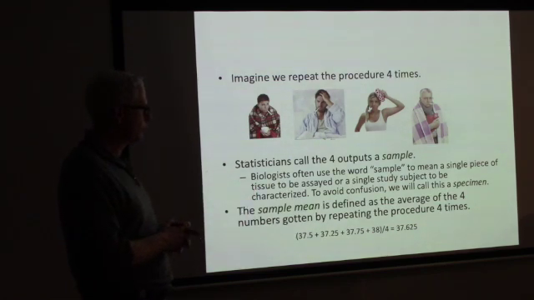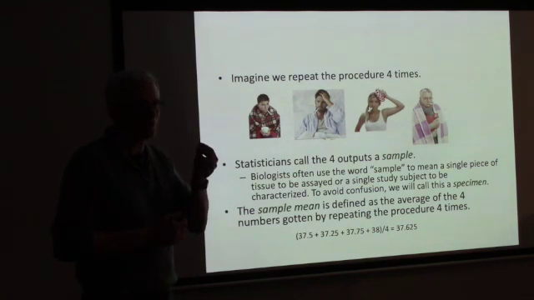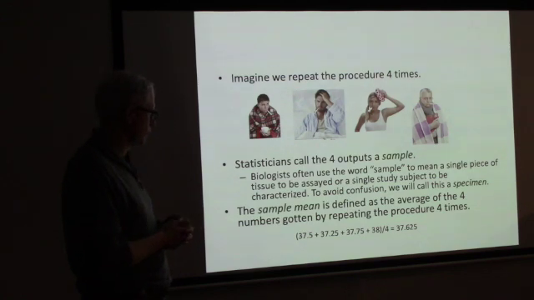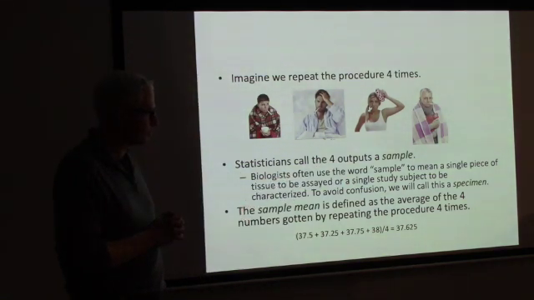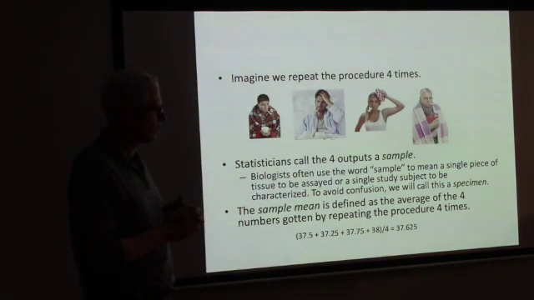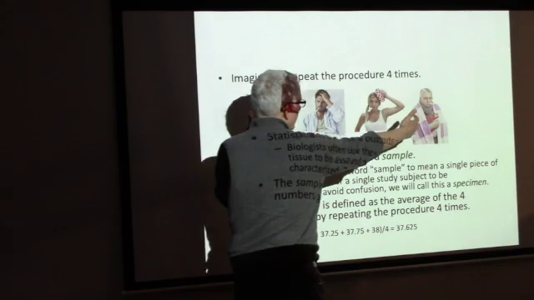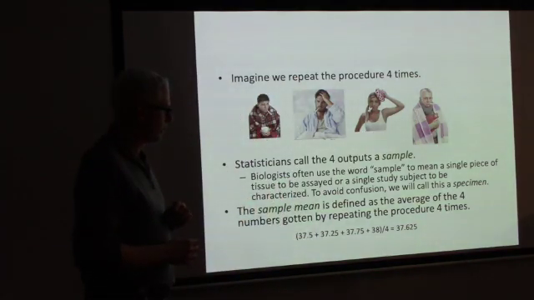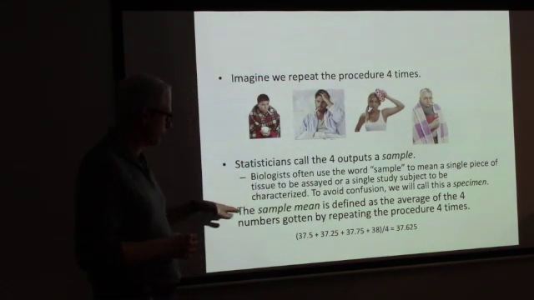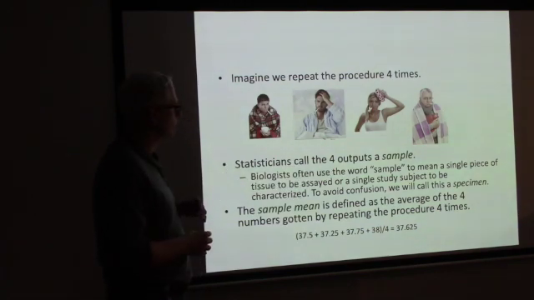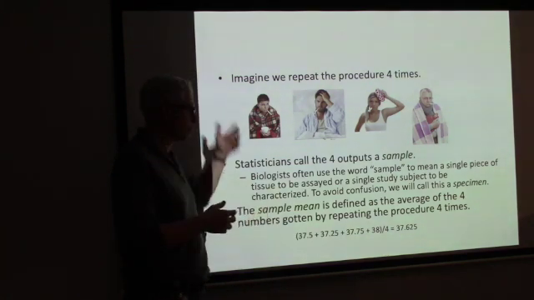Now this is a little confusing because biologists, and I in the previous talk, use the word sample to mean a single piece of tissue or data or a single study subject to be characterized. For this talk, I'm going to try to be rigorous and say each one of these is a specimen, and all 4 is a sample. Okay, so the sample mean is defined as the average of the 4 numbers gotten by repeating the procedure 4 times. So we just take the values for these 4 people, we add them up, divide by 4. That's the sample mean for this sample.